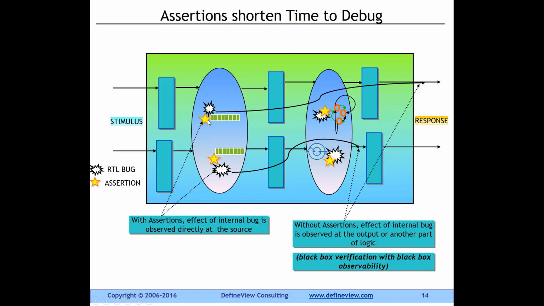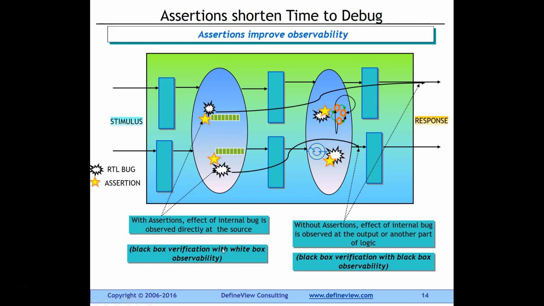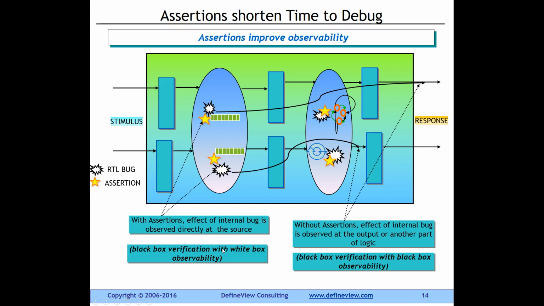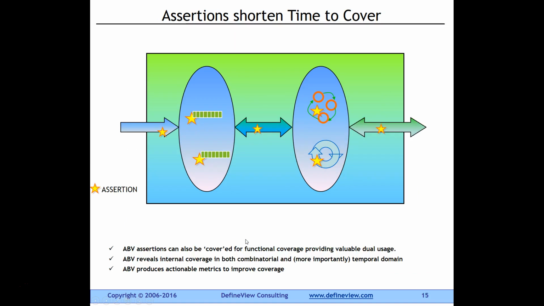And right away you'll know, oh, it was a FIFO overflow condition that failed. So you don't have to backtrace like you normally do. So what I call is black box verification with white box observability. So bottom line is it improves observability and thereby it reduces time to debug.